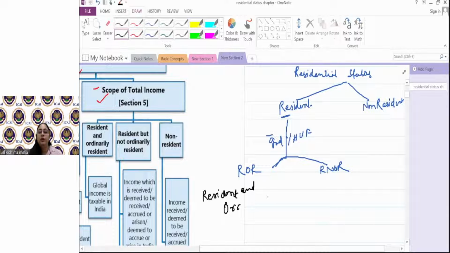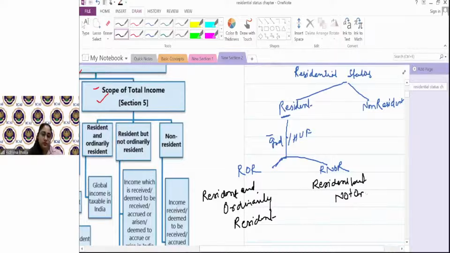Ordinarily resident, and resident but not ordinarily resident. If the question is for determining the residential status of an individual or HUF, your answer should not end here. Your answer should end either here or here.